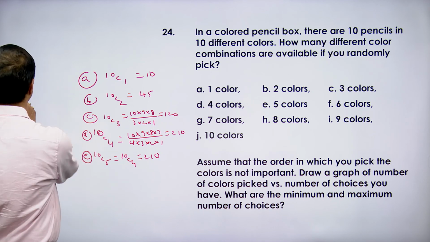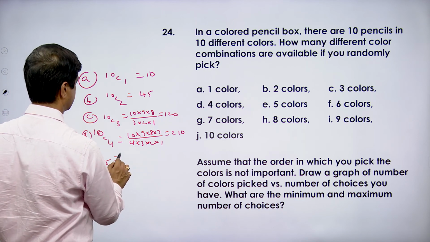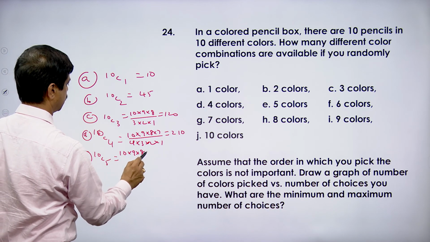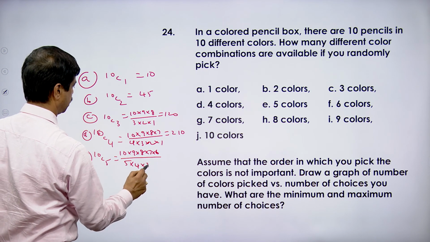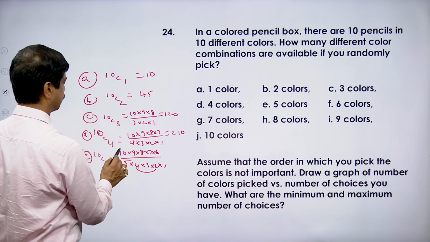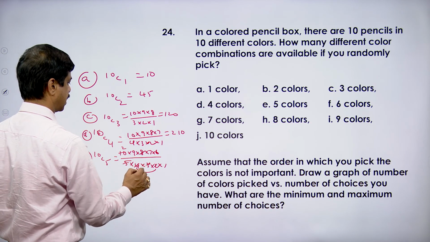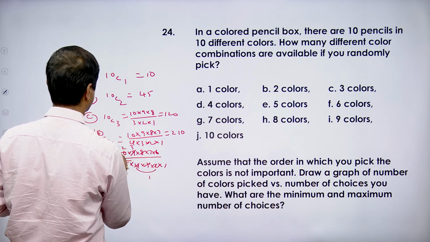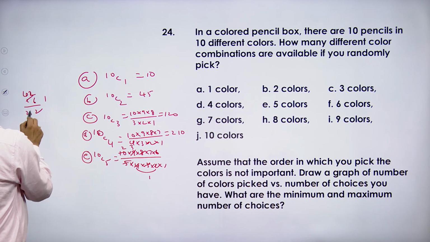10C5 is not equal to 10C4. That is 10 into 9 into 8 into 7 into 6 by 5 factorial, which is 5 into 4 into 3 into 2 into 1. 4 2s are 8, cancel. 5 cancels 2 times. So, here you have 2. 3 cancels 1 times and 3 times. So, what are the things that are left: 7 6 42, 42 into 6. So, this is 6 2 is 12, 6 4 is 24, 25, 252.